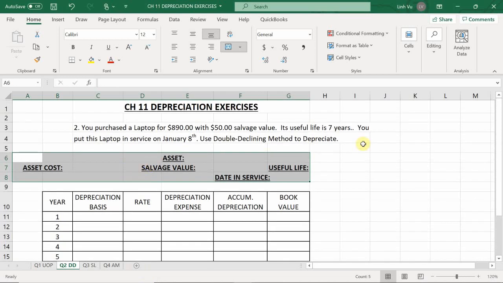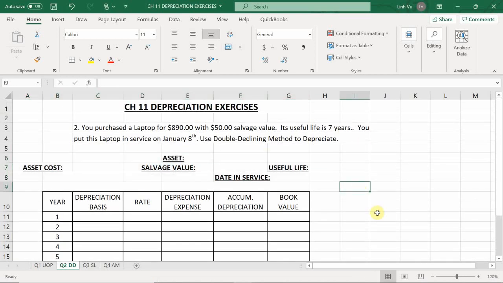All right, now we're moving on to our next method here, which is going to be the double declining method. Okay, so here our scenario for number 2 is that you purchase a laptop for $890 even, which includes all sales tax and stuff, and it has a salvage value of $50. Okay, its useful life is 7 years. Okay, and you put this laptop into service as of January 8th, so use double declining method.